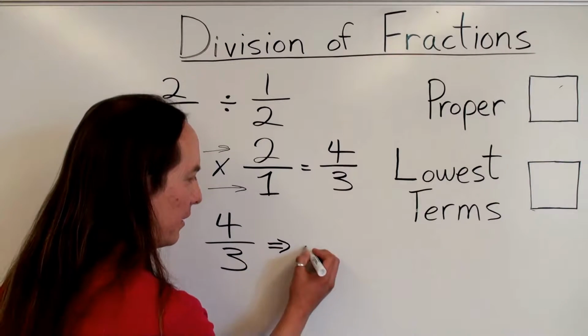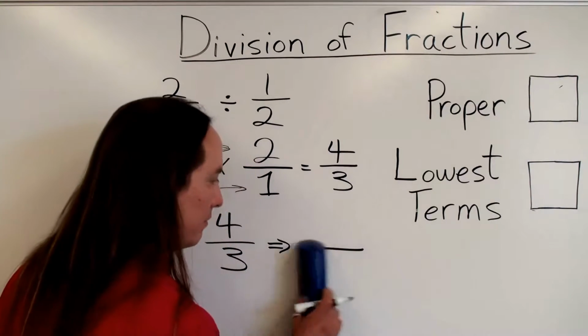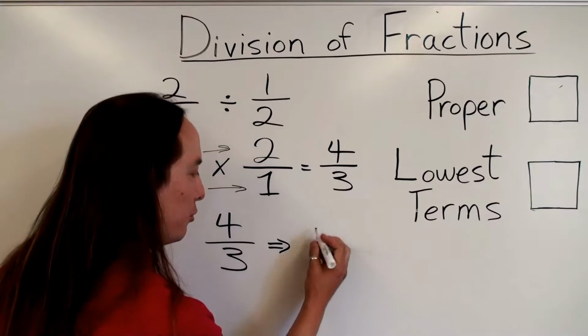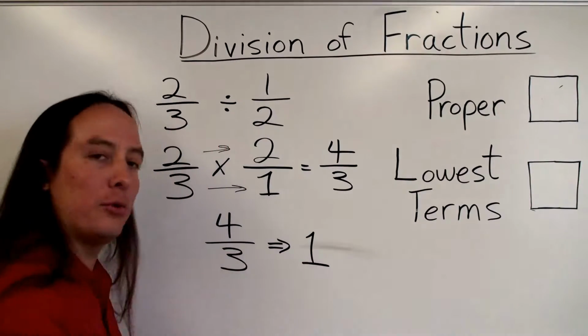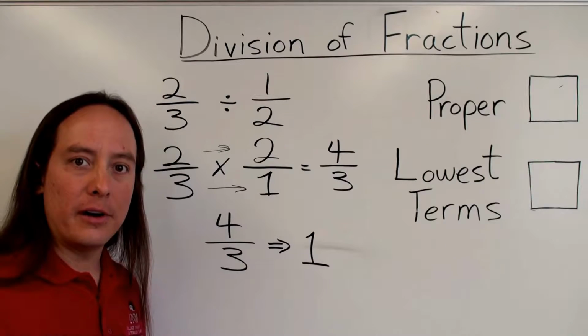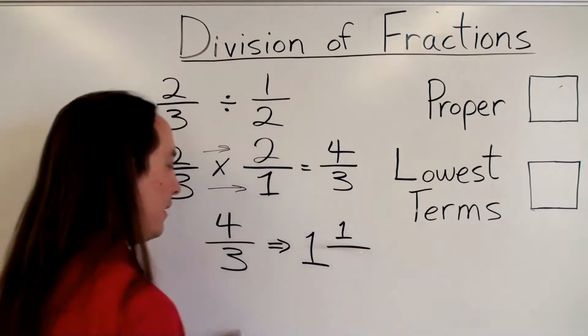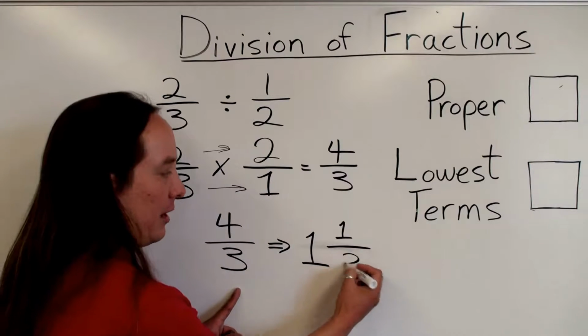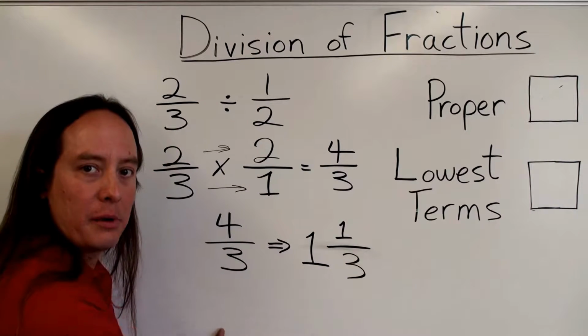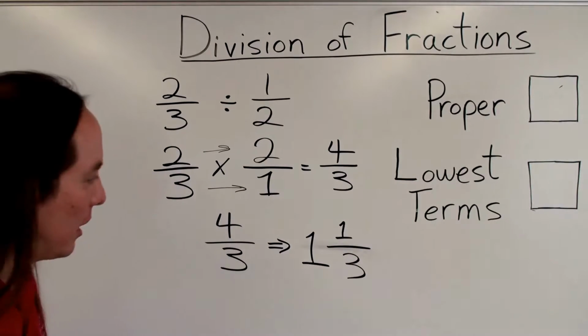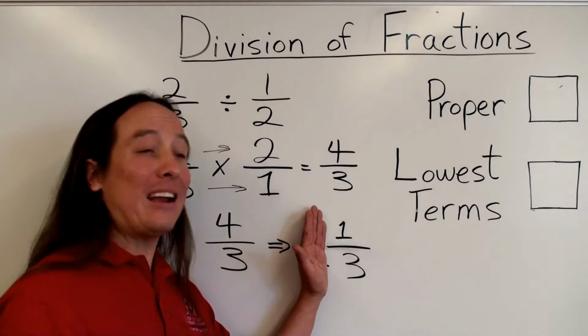It goes into it one whole time, right? 3 goes into 4 one time. What's left over? What's the remainder? The remainder is 1. And my denominator is not going to change, all right? So I just put the 3 back down there, and it's good. Okay, so now my fraction is 1/3.